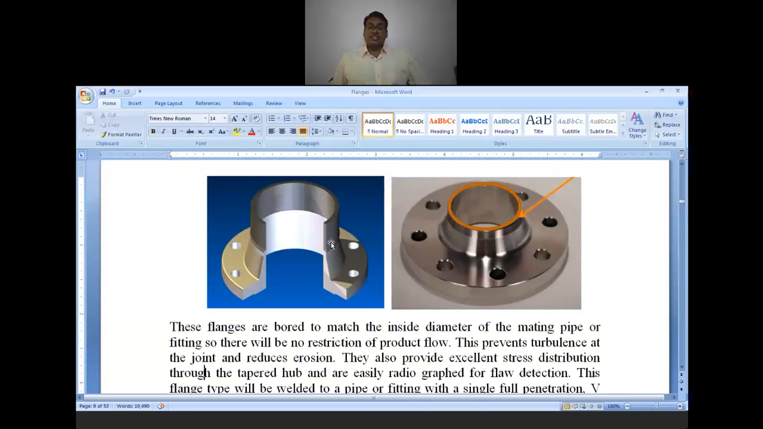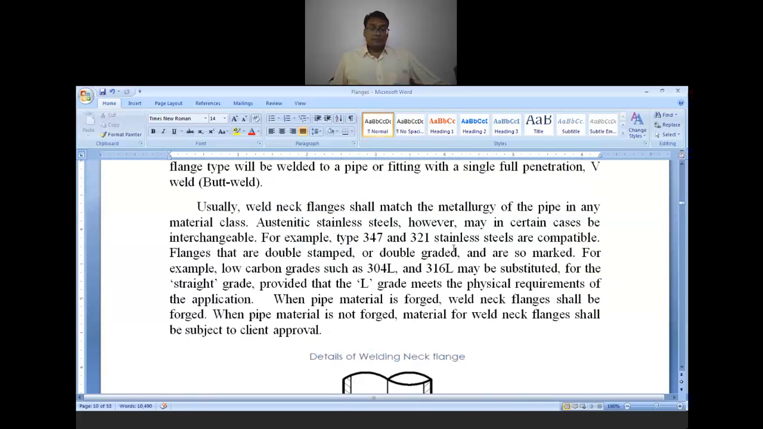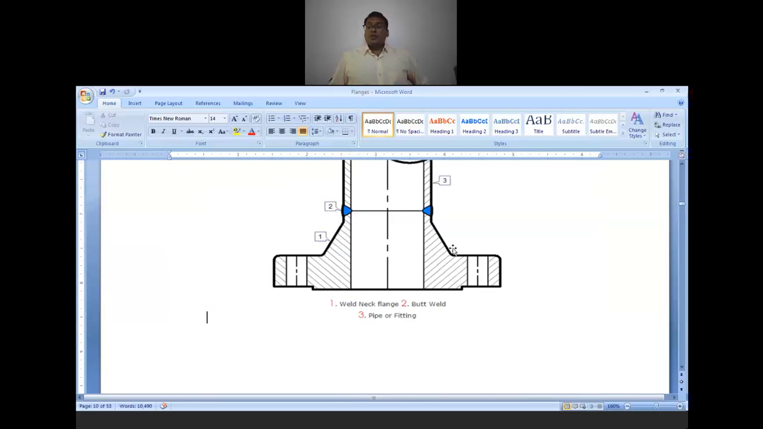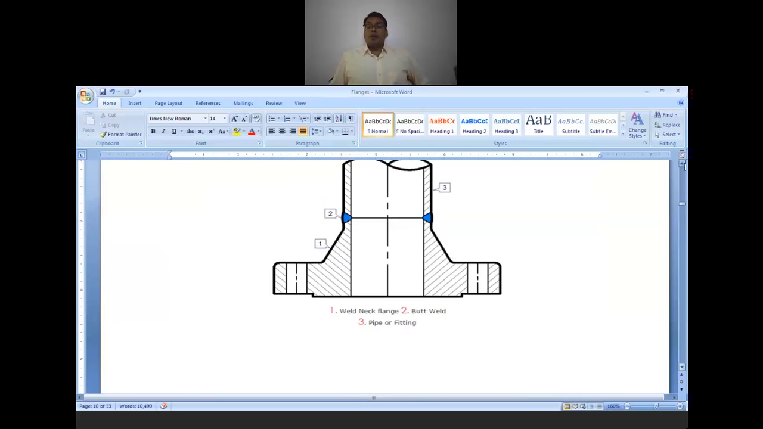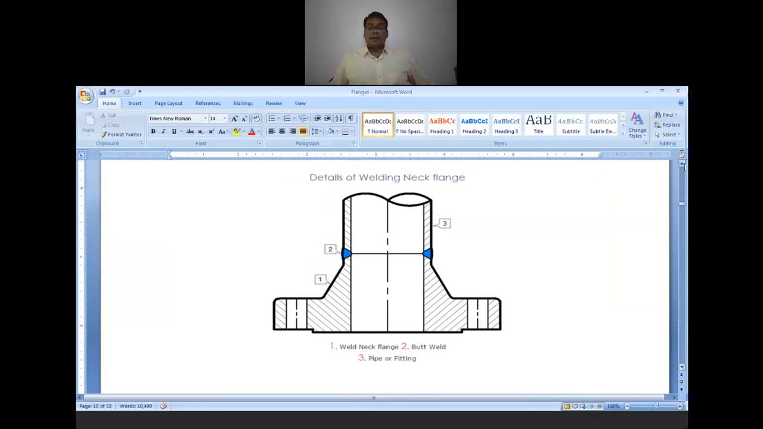So these are the strongest flanges. Very high thickness of a flange, a tapered hub that is provided. So it's a costly one. You can draw the figure with these simple details. This is a welded neck flange attached to the pipe. This figure can be very conveniently drawn.